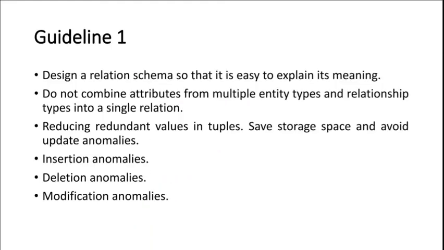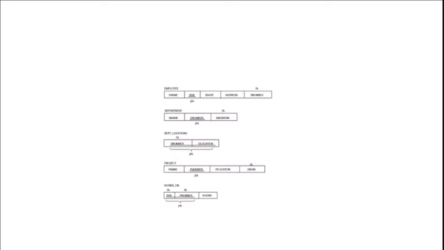Next, do not combine attributes from multiple entity types and relationship types into a single relation. That means you can't use the same attributes in two or more tables. Same name you can't use. Getting, guys? So if you are using employee name as E name, you can't use department name as E name, because E name is for employee, D name is for department. Different attributes have different names.